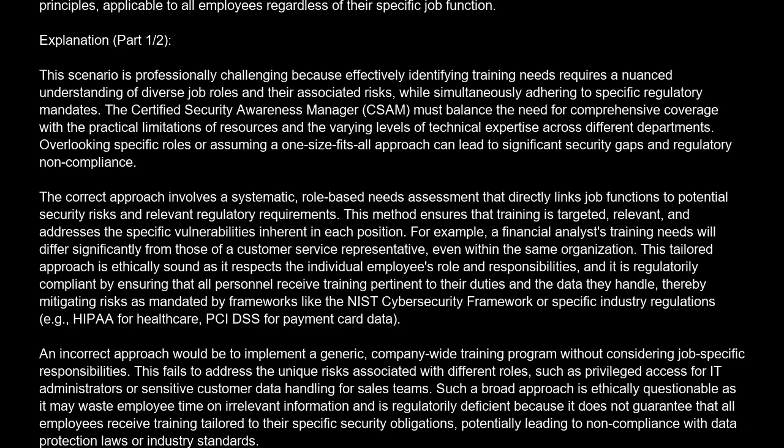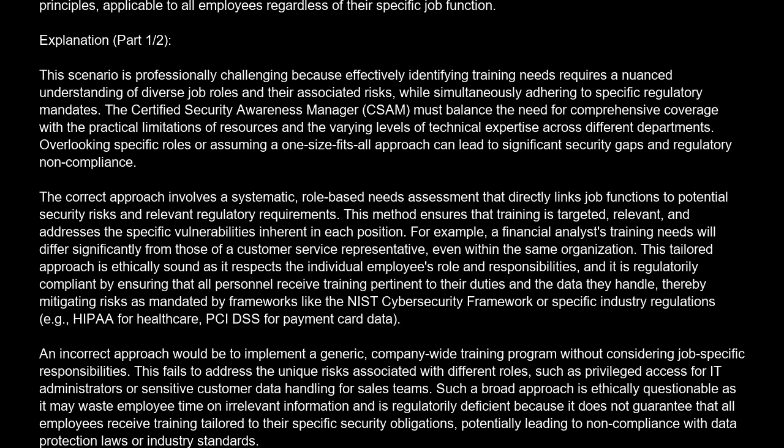Correct answer is A. Develop a single comprehensive security awareness training module covering all common threats and regulatory principles, applicable to all employees regardless of their specific job function. Explanation. This scenario is professionally challenging because effectively identifying training needs requires a nuanced understanding of diverse job roles and their associated risks, while simultaneously adhering to specific regulatory mandates.